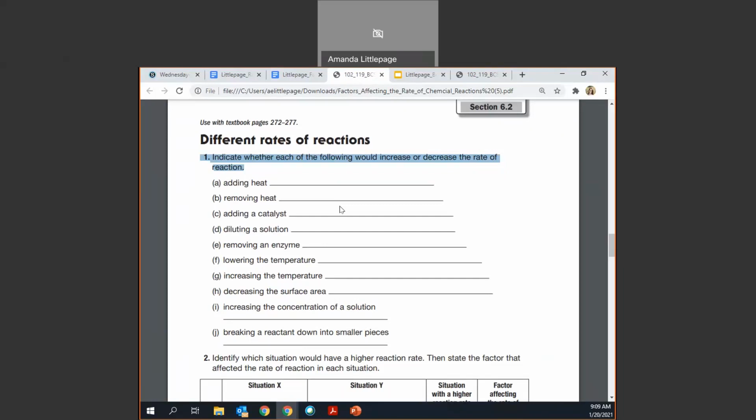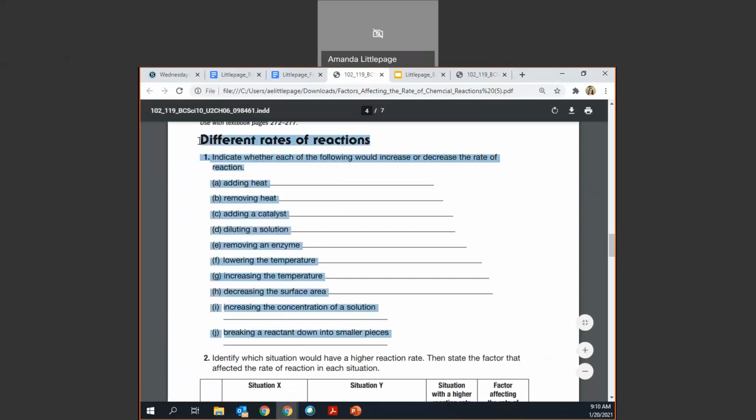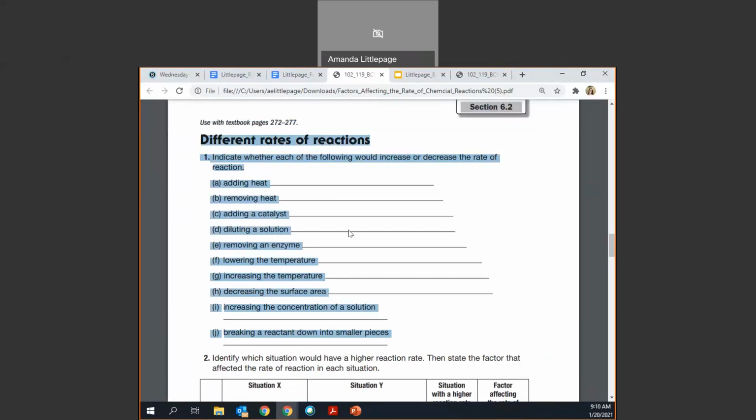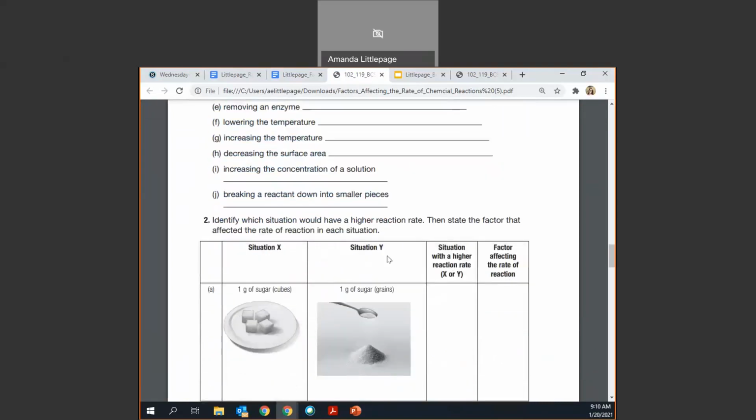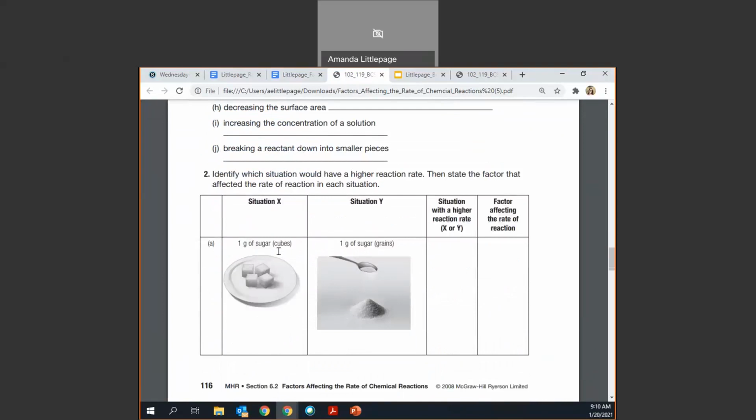So again, your job here was to think about all these scenarios and how each would either increase or decrease what will happen. Now that we've gone over those two sections, that is it for the assignment that you submitted on Tuesday, January 19th. The remaining portion of this assignment was completed on Wednesday, January 20th. So I broke the assignment into two separate parts.